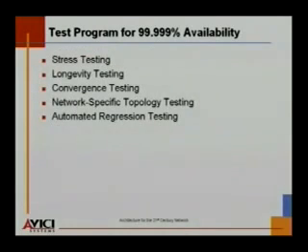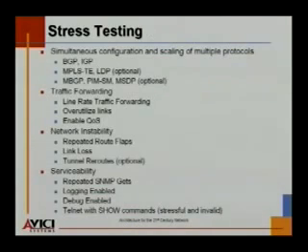So what is the test program to do that and therefore verify 5 nines of availability? I believe it includes 5 key components: stress testing, longevity testing, convergence testing, network-specific topology testing, and automated regression testing. So I'm going to go into each of these.